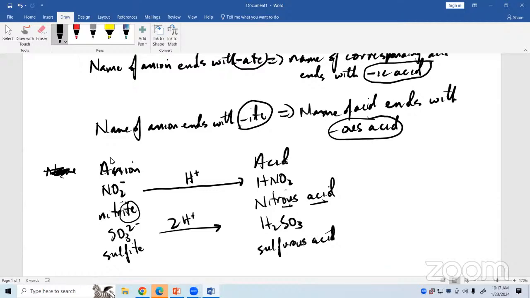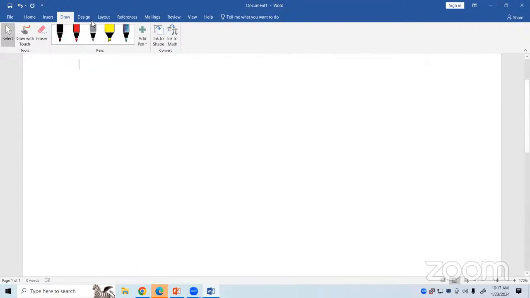If the name of the anion ends with ATE, then the name of the corresponding acid ends with ic acid. If the name of the anion ends with ITE, then the name of the corresponding acid would be ending with OUS acid. All right. So we dealt with binary acids, we have dealt with oxyacids, but there's one particular acid which is kind of unique. So let me just erase all this here and deal with that particular acid.